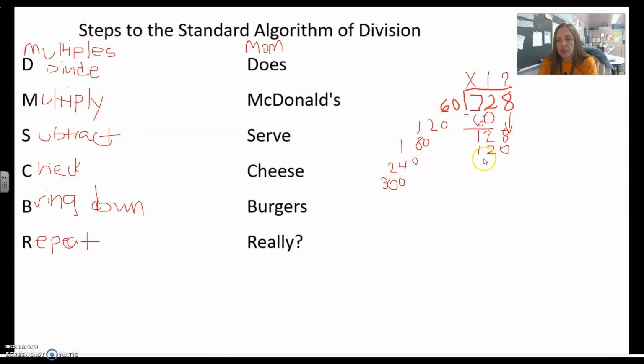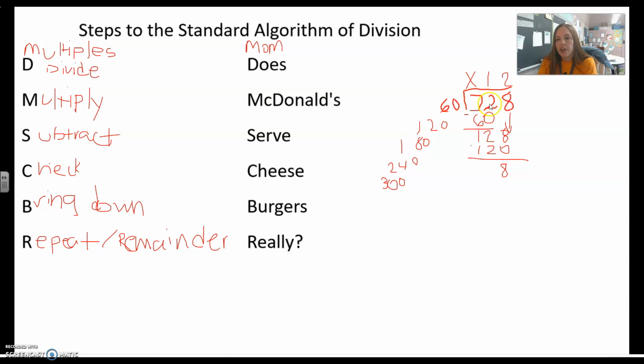I'm going to subtract. If I subtract them, I will get 8 as my answer. I'm going to check. Is 8 less than 60? Yes. Then I'm going to bring down. Well, I have nothing left to bring down. And that is when my repeat turns into my remainder. 8 is my remainder.